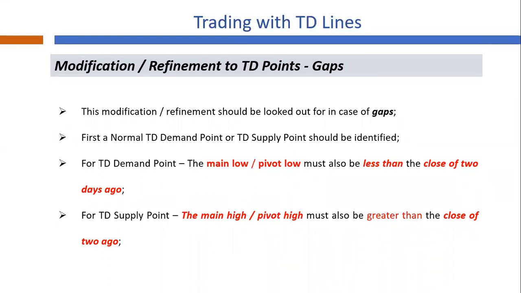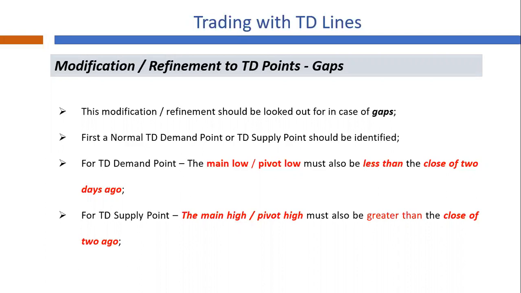Accordingly, for a valid TD demand point based on true low, the main low or pivot low must not only be less than the low of candle 1 day ago and the low of candle 1 day after, but the main low must also be lower than the close of 2 days ago. This comparison of main low vis-a-vis close of 2 days ago is called true low.